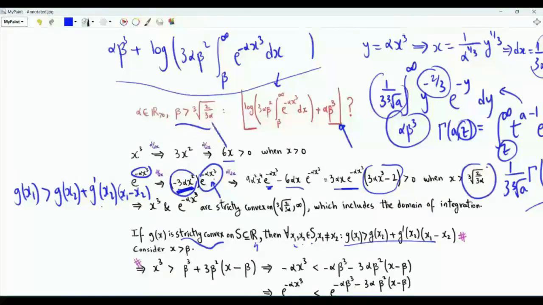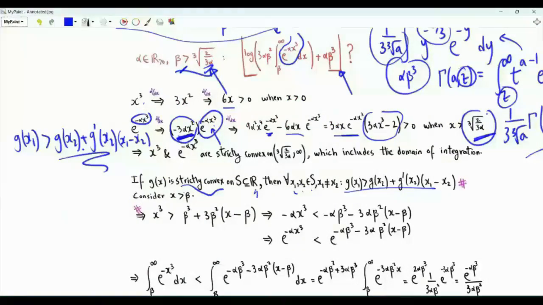Note that this is exactly the mysterious quantity that appears in the problem statement. Note that beta is greater than this quantity, so over the domain of integration, the integrand here is strictly convex. This means that it is okay to employ this inequality whether we talk about x cubed or e to the minus alpha x cubed. Applying the inequality to x cubed, we will apply it to some x strictly greater than beta, and beta. X cubed is greater than beta cubed plus the first derivative of the function, which is 3x squared, evaluated at beta. So we have 3 beta squared. Then we have the difference x minus beta.